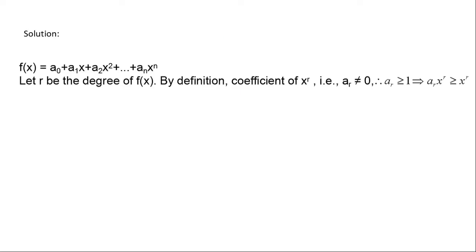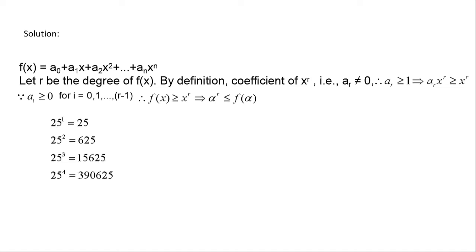Let r be the degree of f of x, so the coefficient of x to the power r by our definition cannot be equal to 0, and extending this logic, we can conclude that for some value of x like x equal to alpha, alpha to the power r must be less than or equal to f of alpha.